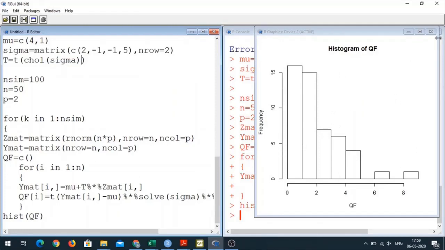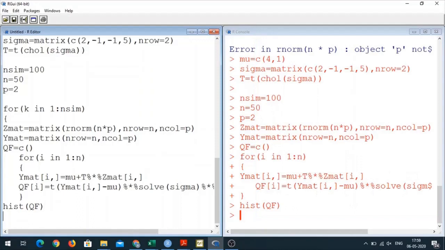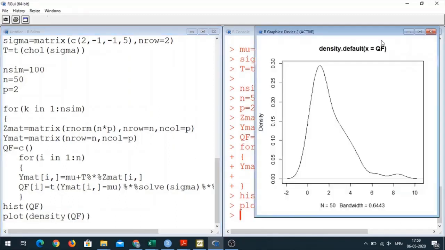In fact, we can draw a density plot instead of a histogram. So plot of density of QF. By the way, this is not the chi-square density. This is a density estimated from the sample without assuming any distribution. This is known as non-parametric density estimation, and one of the methods for that is of course the histogram. Another method is kernel density estimation. This is what R is using here. See, does this look like a chi-square graph?